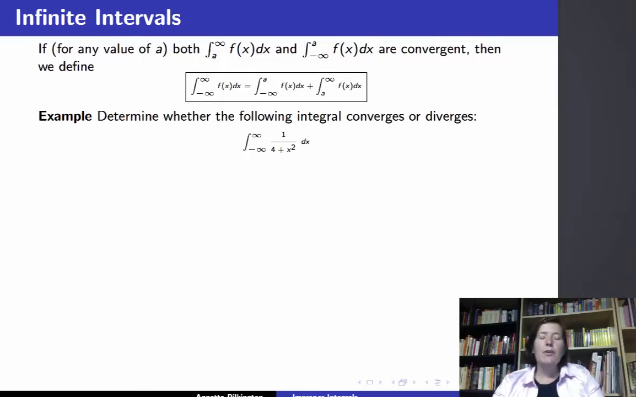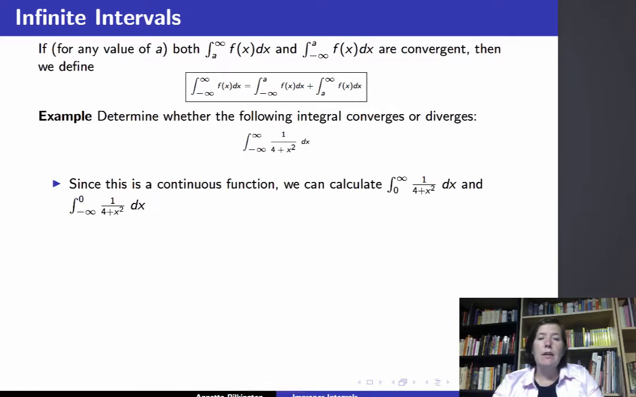Let's apply our new definition to the integral from minus infinity to infinity of 1 over 4 plus x squared. And this time our interval is stretching to infinity in both directions, so we have to be a little careful here. The first thing we want to do, since this is a nice function, it's continuous, our definition applies, and we want to split this integral in two at some point a between minus infinity to infinity. And a equals 0 is a natural place to split this integral.